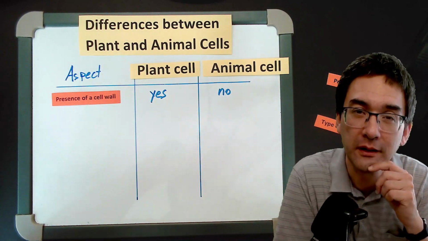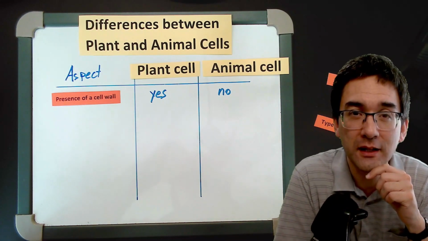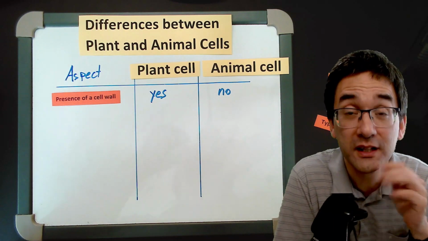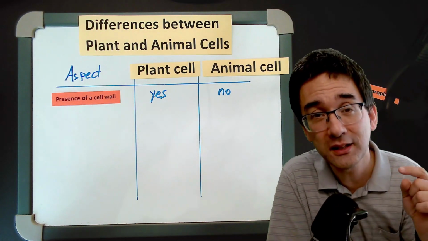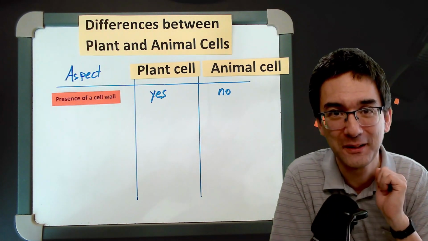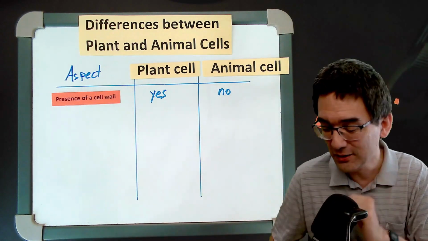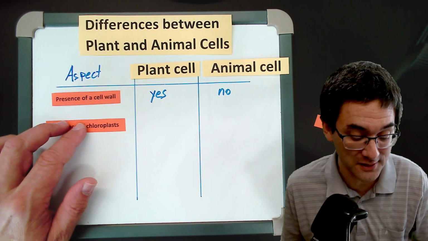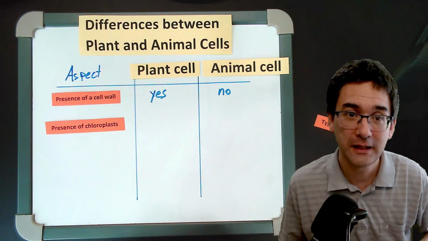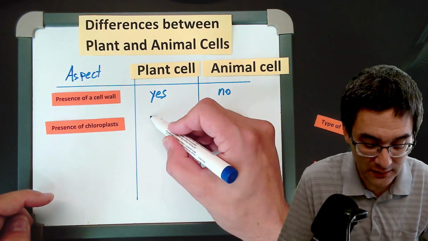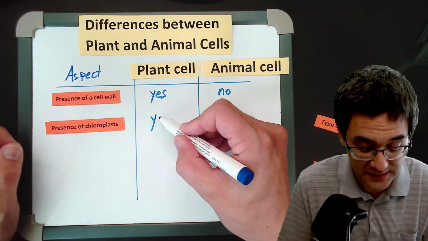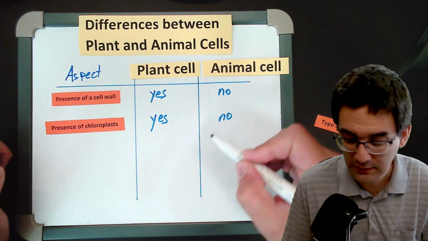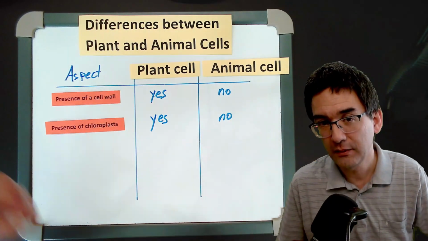How do you like the following? Plant cells have chloroplasts, animal cells have mitochondria. That is wrong, because plant cells also have mitochondria. So we have to write it differently. You have to say the presence of chloroplasts. Okay. And in the case of a plant cell, or many plant cells, it's yes, and in animal cells it's no. Okay. And what about the next one?